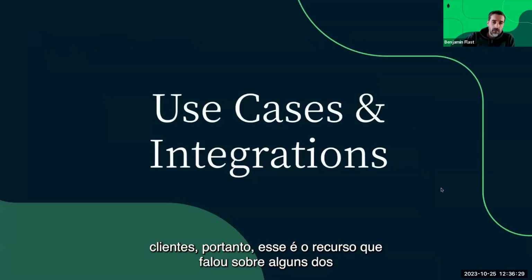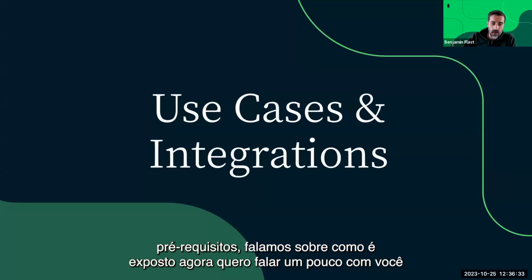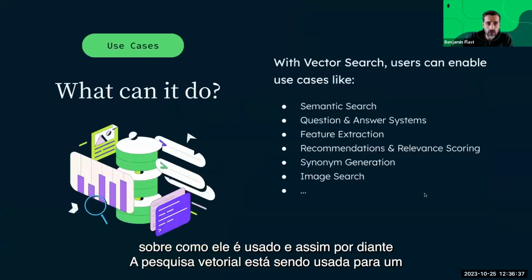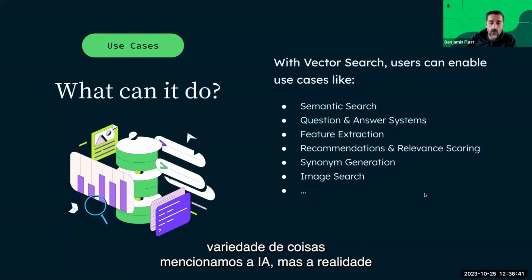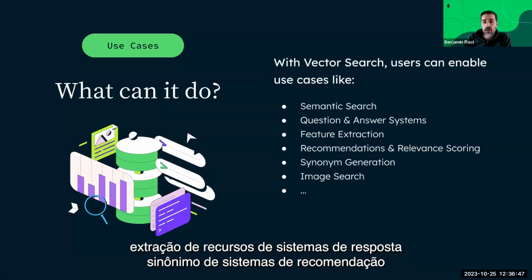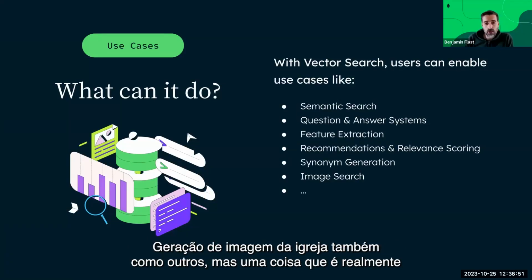So that's the feature. We talked about some of the prerequisites. We talked about how it's exposed. Now I want to talk to you a bit about how it's used. Vector search is being used for a variety of things. We mentioned AI, but the reality is that it's being used for semantic search, question and answering systems, feature extraction, recommendation systems, synonym generation, image search, as well as others.